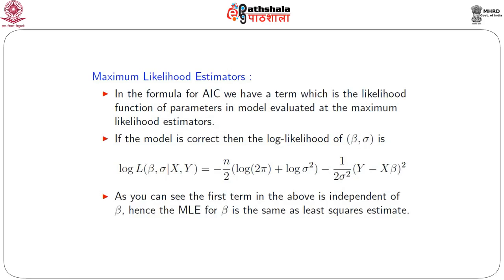Now, the maximum likelihood estimators. In the formula for AIC, we have a term which is the likelihood function of the parameters involved in the model, evaluated at the maximum likelihood estimators. If the model is correct, then the log likelihood of the two parameters beta and sigma is given by log L(beta, sigma | x, y) equals negative n divided by 2 times (log 2 pi plus log sigma squared) minus 1 over 2 sigma squared times ||y minus x beta|| squared.